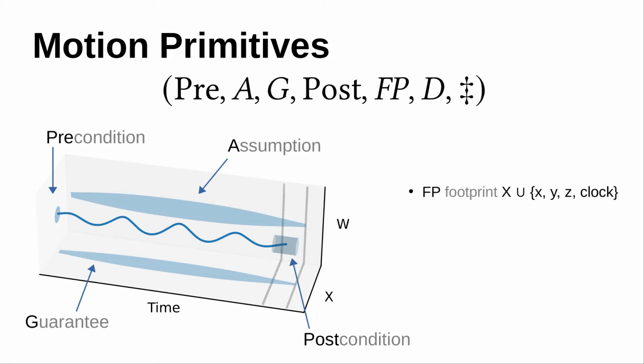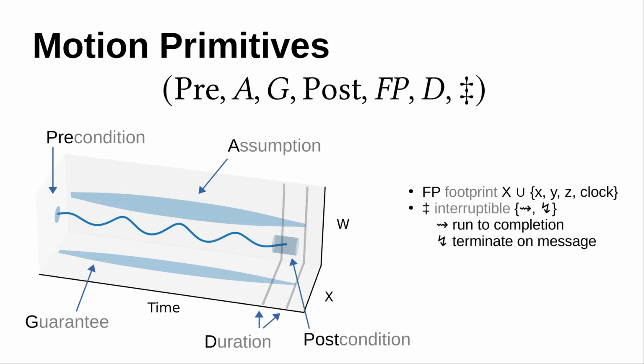The footprint, which is not shown in the picture, over-approximates the robot's resources. The duration gives a lower and an upper bound on how long the motion lasts. Finally, a motion can be interruptible or not. This bridges the message passing layer and motion. An interruptible motion finishes when a message comes. An uninterruptible motion finishes on its own.